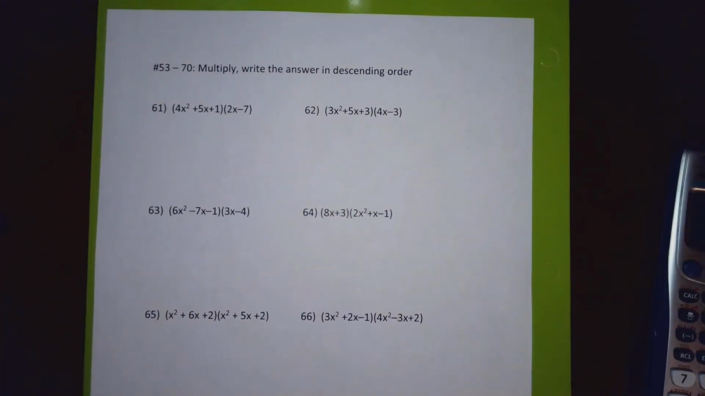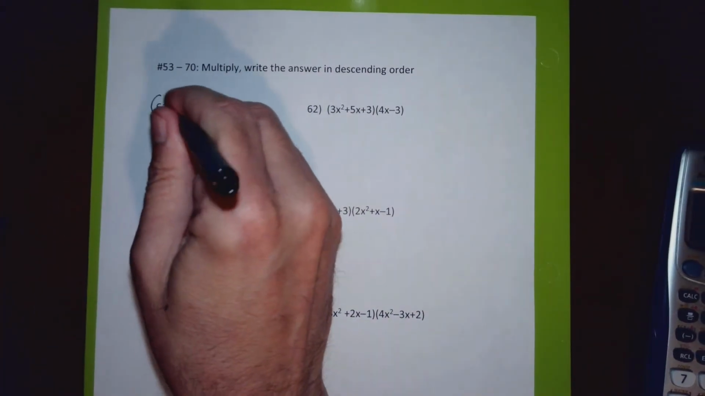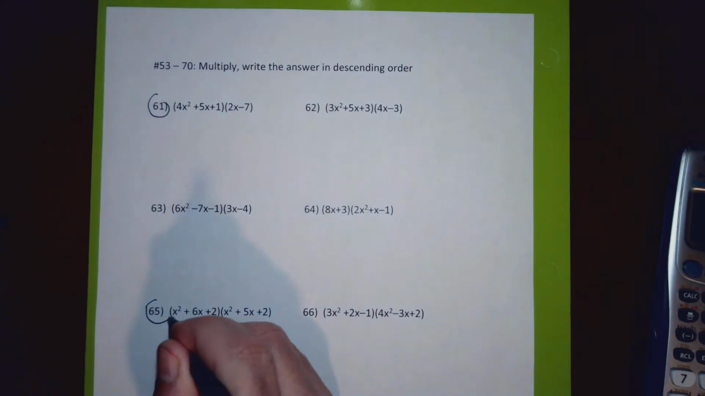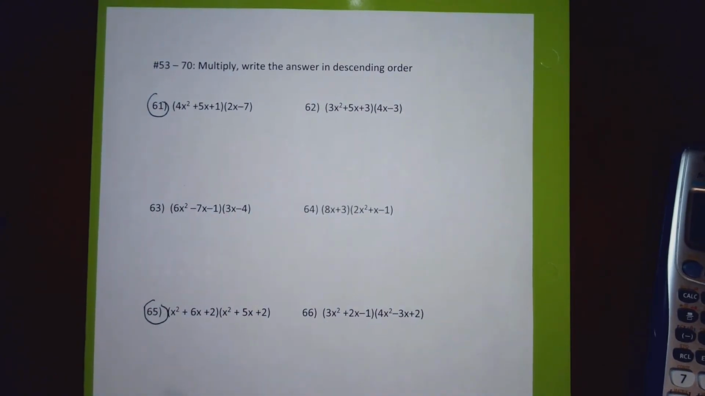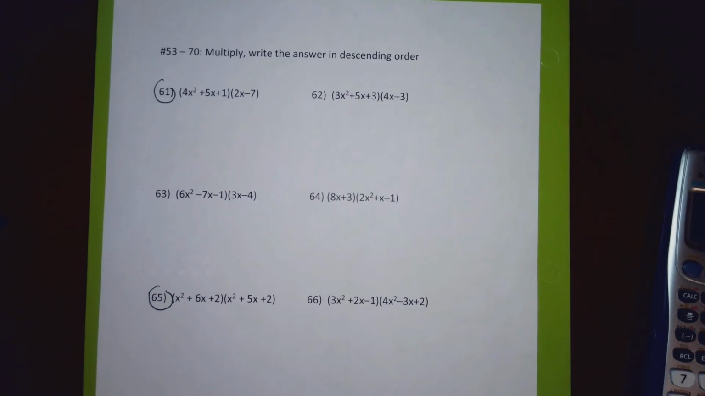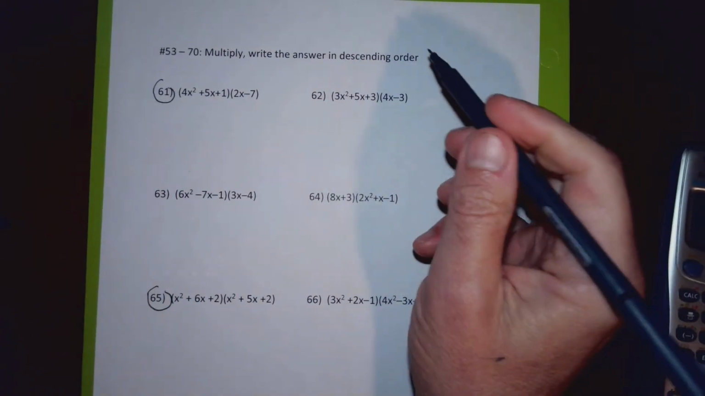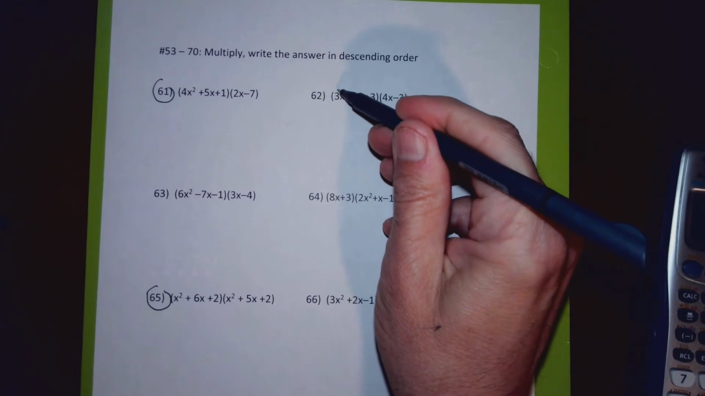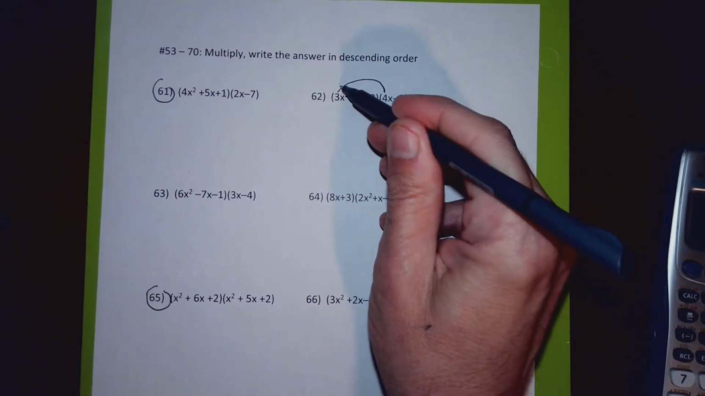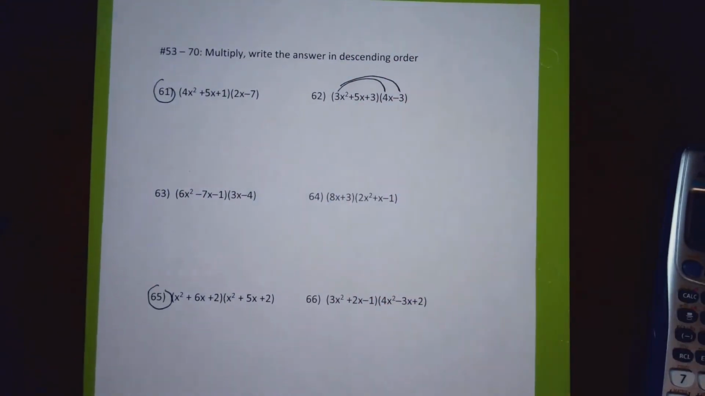So on this sheet, we're going to do 61, 65, and 69. There's almost so many of these that maybe I'll even ask you to skip 69. I'll skip 70. These are ridiculous problems. So if I'm doing 62, which is a twin of 61, I need to take each term in the left parentheses and multiply it by each term in the right parentheses.